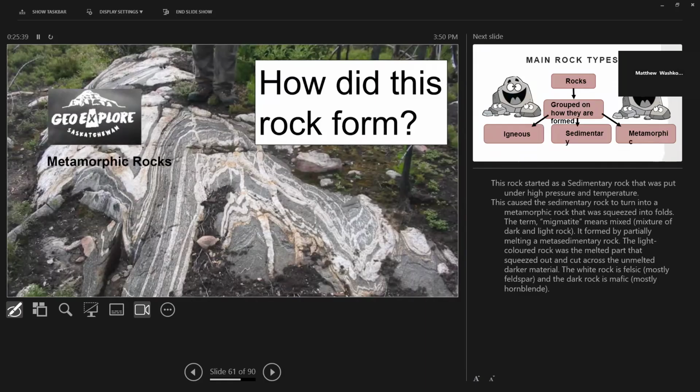Okay, so how did this rock form? What do you see in this rock? You see layers, right? You see a soft material, a white material. You see a black material. You see it's layered as well. So I know that this is like a felsic, actually no, I'm not going to spoil that. But this light colored rock was the melted part and was squeezed and cut across this unmelted part here.